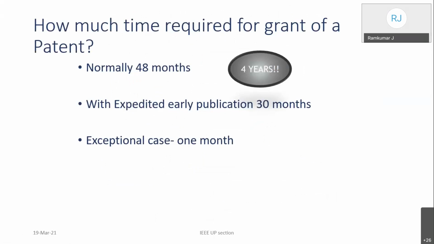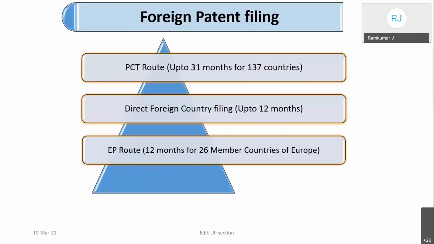So how much time is required for granting an Indian patent? Typically it takes 4 years. With expedited early publication, 30 months also you can try to get it. In exceptional cases you can get the final patent in 1 month. For example, during COVID, ventilators were developed, and these ventilators were granted patents in 1 month. So it is exceptional cases where they do that.